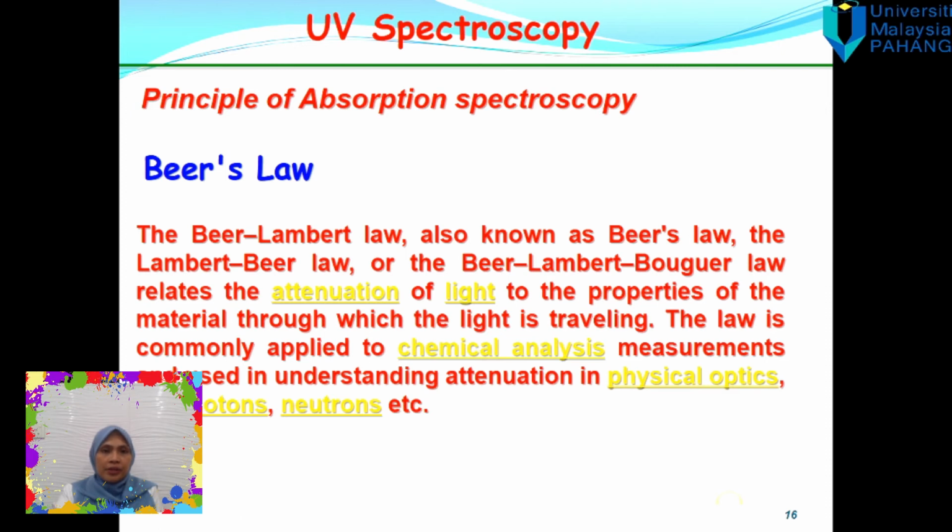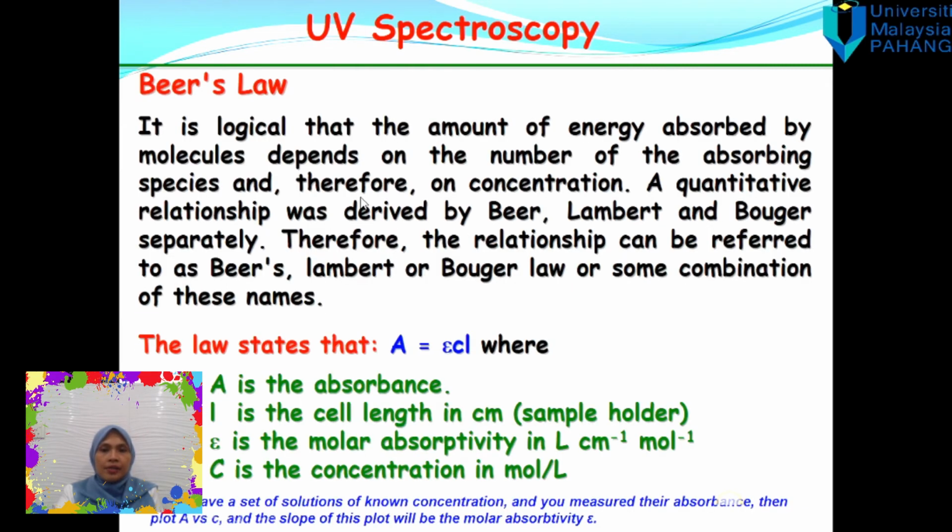That's for electronic transition. Now we go to the principle of absorption spectroscopy, which is Beer's law. Beer's law says that the absorption of the UV light is directly proportional to the concentration of the sample. This is the formula for Beer's law, and the principle that we should understand is that absorption is directly proportional to the concentration.